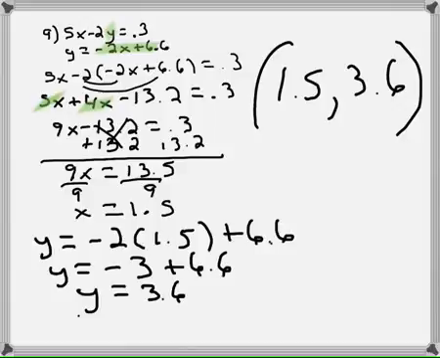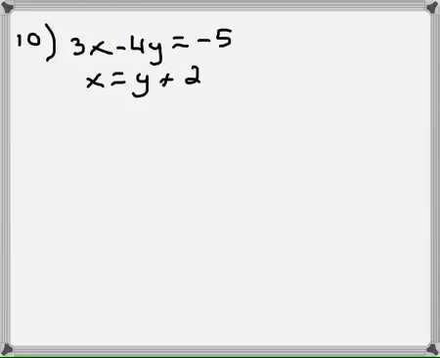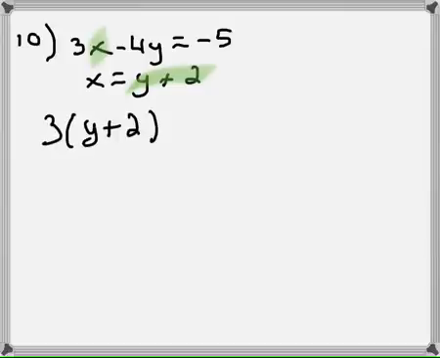Okay, copy down number 10. What will you highlight? Highlight it. And it's going in the x spot because it represents x, see? The y plus 2 represents x, so it goes in the x spot. Let's write it down. 3 times y plus 2 minus 4y equals negative 5. Distribute.